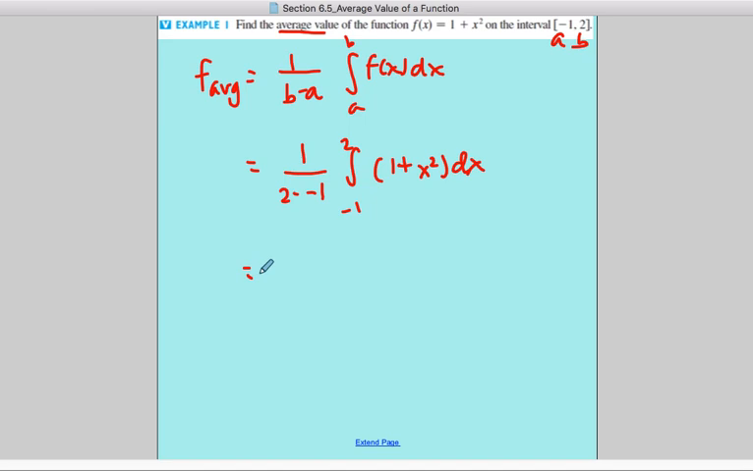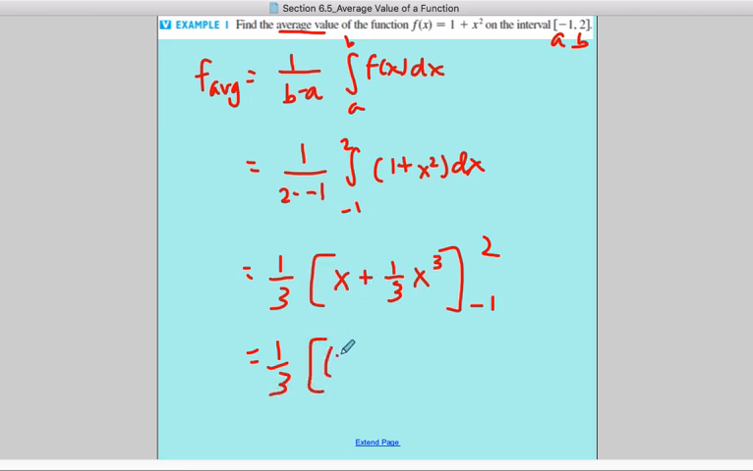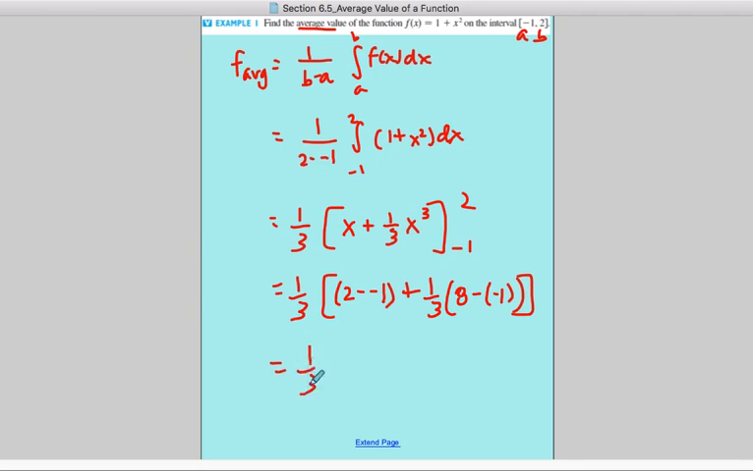So let's go ahead and calculate this. 1 over 3, and then I would take the antiderivative of this function, so I would have x plus 1/3 x cubed from -1 to 2. And then I would calculate this out. I'd plug in 2, so I'd have 2 minus -1. Then it'd be plus 1/3, and then 2 to the third is 8 minus -1 cubed, which will give me -1. So here I'll have 1/3.